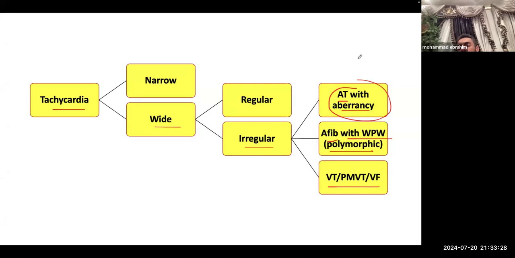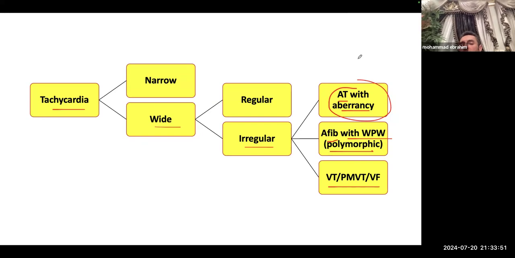AFib with WPW just means that the patient is in AFib with intrinsic WPW. Then you will have variation of the delta wave or widening of the QRSs because there are different rates of atrial contraction, different inputs into the accessory pathway. So the QRS would change beat by beat. The patient would usually present with irregular, fast, and polymorphic QRSs. This is advanced.